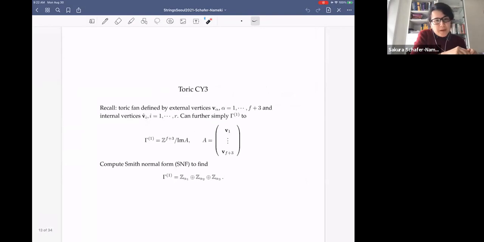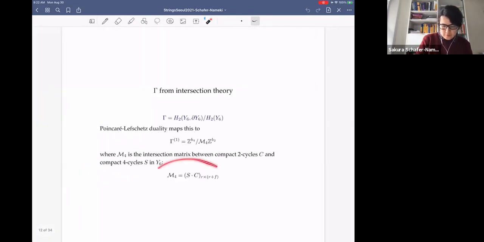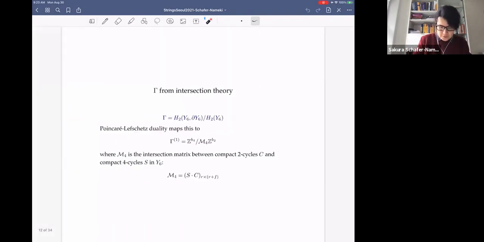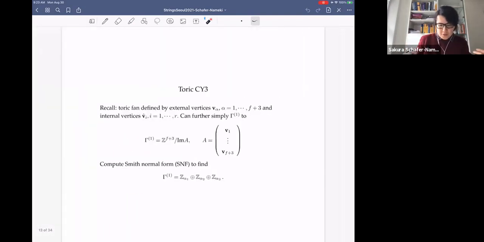So most of you might be more familiar in specific examples with toric Calabi-Yau threes. And so this construction here of this intersection matrix actually has a very simple manifestation in terms of the toric Calabi-Yaus. So if you look at a toric fan, you define it in terms of these external vertices on the lattice, and also internal vertices. Those will correspond to the compact divisors. They'll determine the rank of the theory. And then we can further, by looking at this toric diagram, applying this general algebraic geometry formula, reduce this to an extremely simple combinatorial statement.